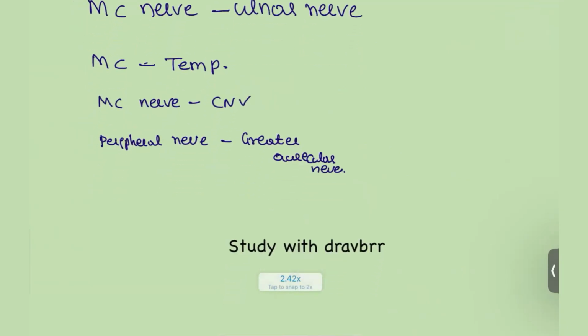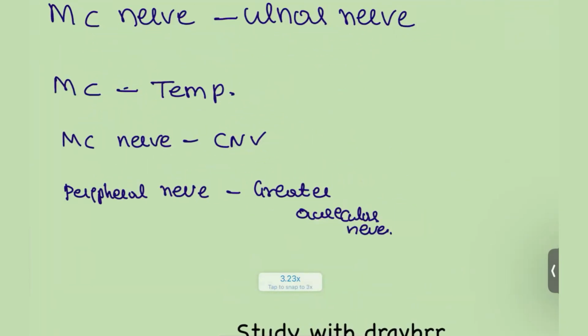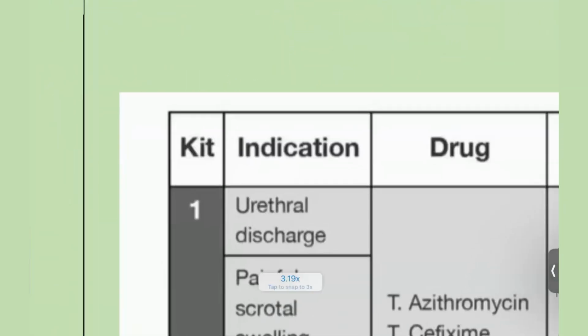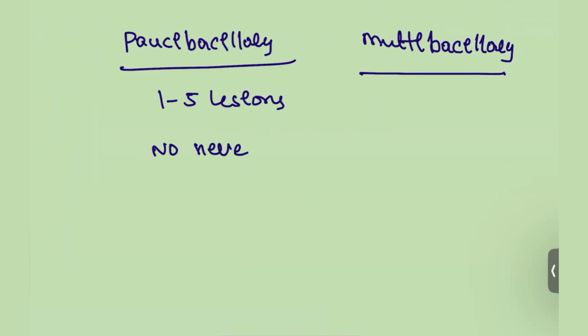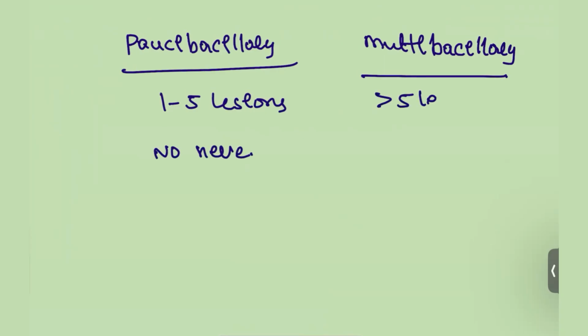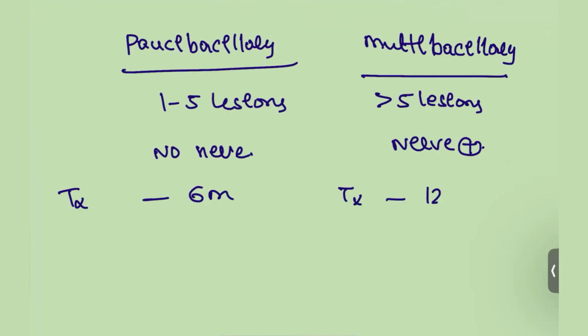Next, coming to the histopathology, you are going to see the subepidermal free zone. Another point that you have to remember here is that leprosy is classified as paucibacillary and multibacillary. Paucibacillary has only 1 to 5 lesions, no nerve involvement, so the treatment will be 6 months. Multibacillary has more than 5 lesions, nerve is also involved, and the treatment will be 12 months.